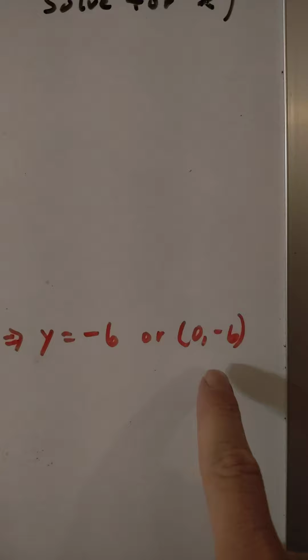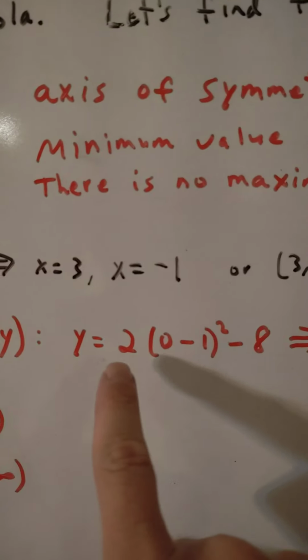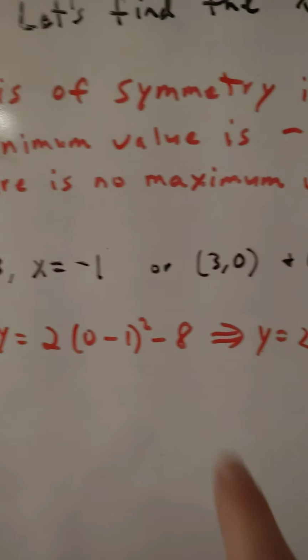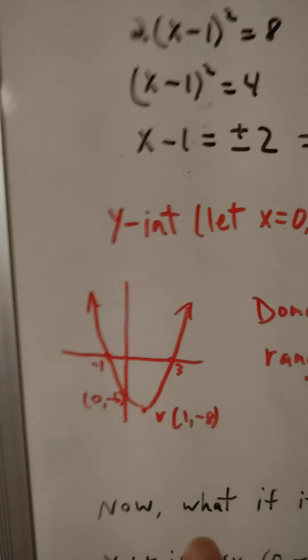Where's an ordered pair? 0, comma, negative 6. Because by definition, a y-intercept means that x is 0. Okay, we found both intercepts. That will help us with the graph. In fact, let's start graphing it now.